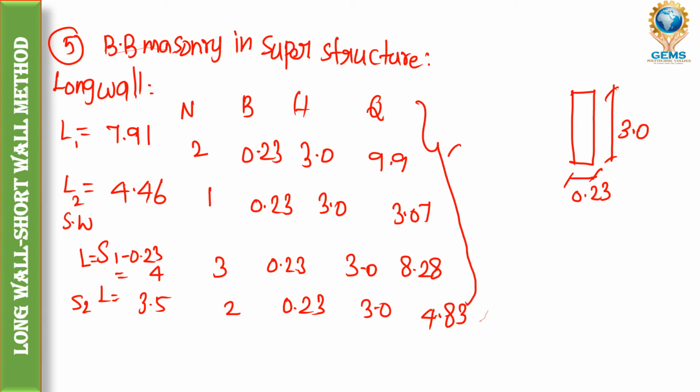So the total quantity is 26.10 meter cube we got. After that, what we need to do is deduct for openings, for door and window. Then after that we need to deduct for lintel also.